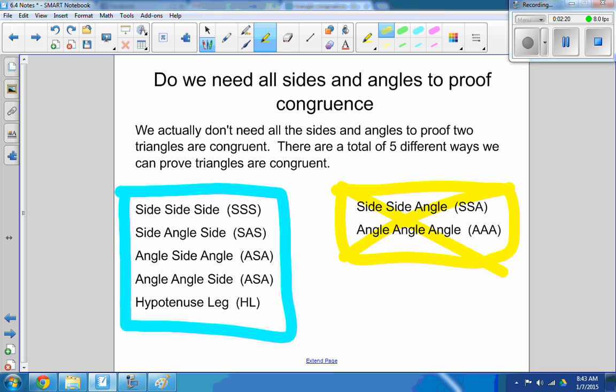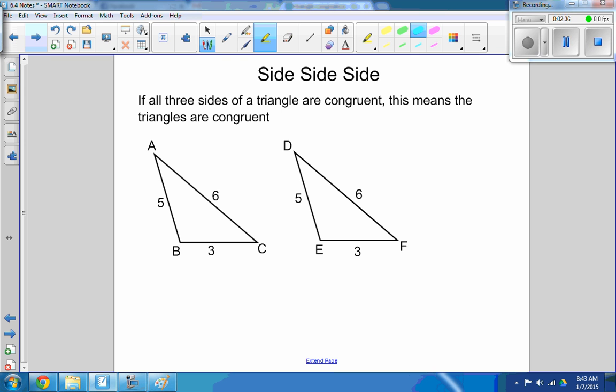We're going to look at, today, side, side, side, and side angle side in this set of notes. And we're also going to look at why side, side angle doesn't work. So, if we know all 3 sides of a triangle are congruent, this does mean the triangles are congruent. So if your 3 sides are congruent, triangles are congruent.